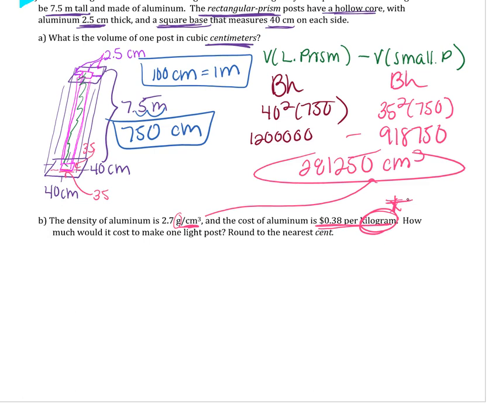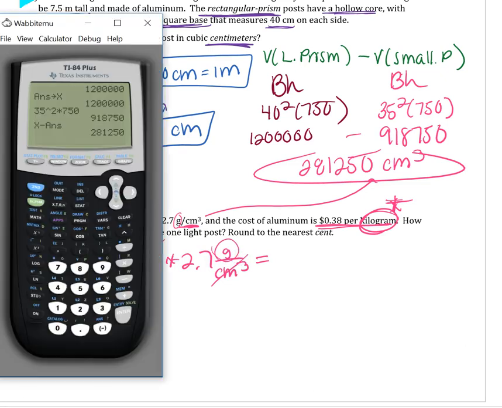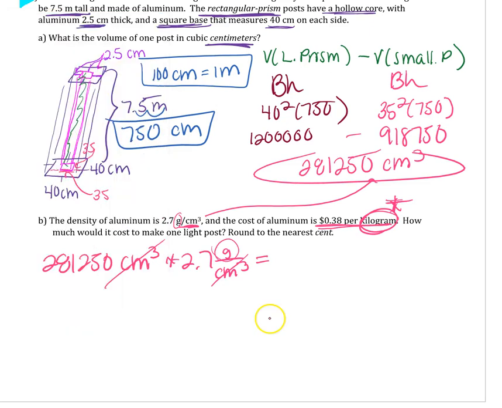Okay, so first of all, you have 281,250 centimeters cubed for one post, right? Times 2.7 grams per centimeter cubed. When you multiply, the centimeter cubes would drop out, and that would leave you with how many grams one post is. So 759,375 grams. Now, cost is not in terms of grams, it's in terms of kilograms.